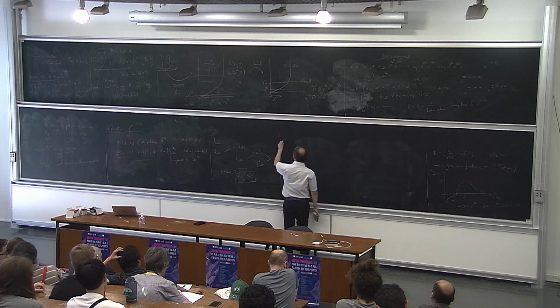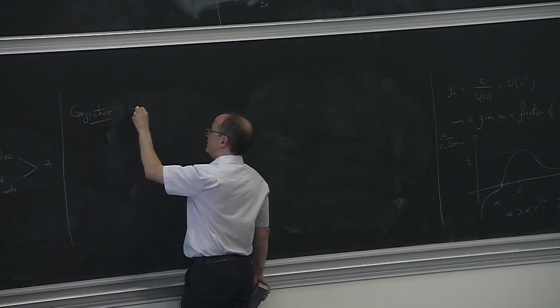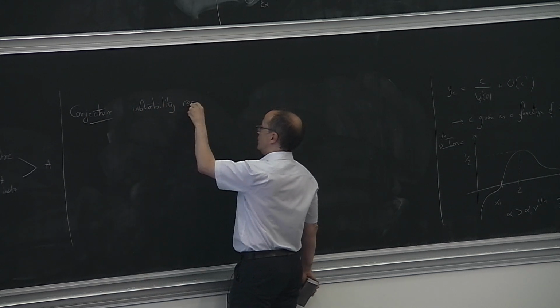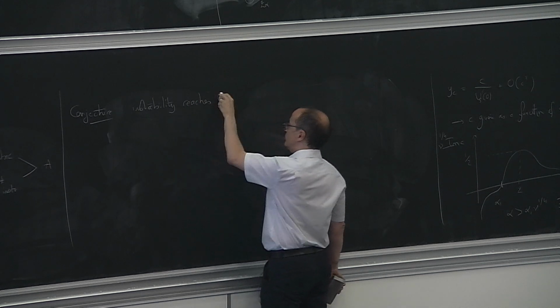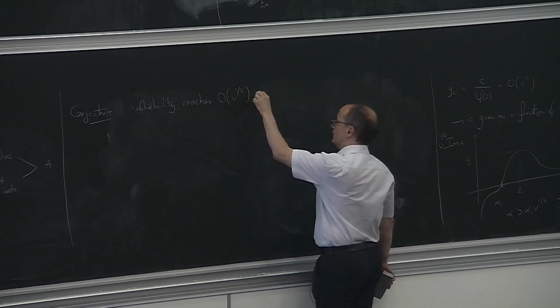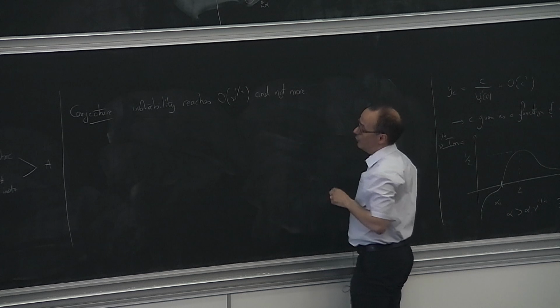So, conjecture: instabilities which stay bounded at order one. So this is true. We have already done that with Toan, but not more. So this is a bifurcation problem.